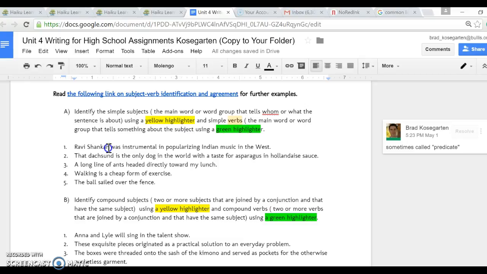So, Ravi Shankar was instrumental in popularizing Indian music in the West. Okay, so Shankar is our subject, right? And was would be the verb, right? So who was instrumental? Shankar, that's his complete name. Was what? Was instrumental.